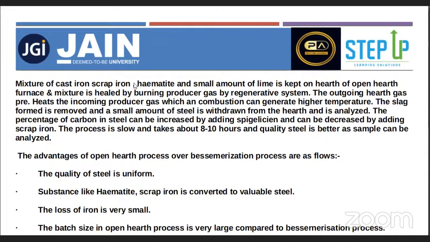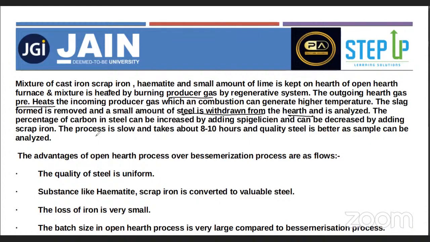Next, a mixture of cast iron, scrap iron, hematite and lime is kept on the hearth of the open hearth furnace. The mixture is heated by burning producer gas, CO plus N2, by a regenerative system. The outgoing hot gas preheats the incoming producer gas, so that combustion can generate a higher temperature. The slag that is formed is removed, and a small amount of steel is withdrawn from the furnace and analyzed.